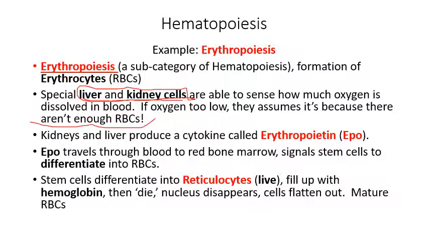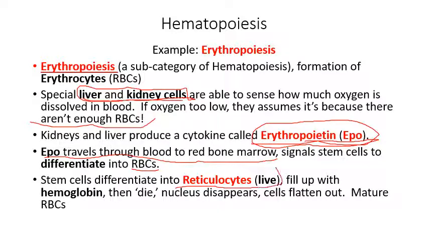So these specialized cells produce a cytokine called erythropoietin, abbreviated EPO. Erythropoietin travels through the blood and eventually makes its way to the red bone marrow and then signals the hematopoietic stem cells to differentiate into red blood cells. Initially, these cells differentiate into a cell type called a reticulocyte, and a reticulocyte is actually a live cell. The reticulocyte will turn on the genes for hemoglobin, and it will fill up with hemoglobin.